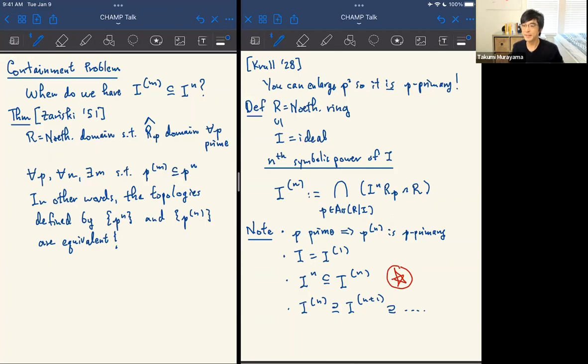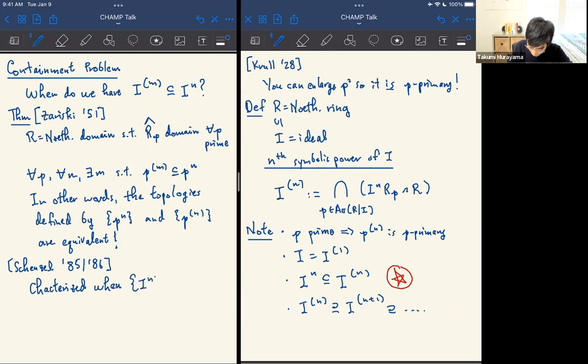And so you'll wonder, we know this is true for these primes inside of rings that are domains, such that all the localizations give you domains as well after completion. And Hartshorne asked, can you characterize all possible rings that look like this and have this topologies being equivalent kind of property? And this is true, and this was proven by Schenzel in 85 and 86. So Schenzel characterized when exactly these two systems of ideals are equivalent for arbitrary ideals I.